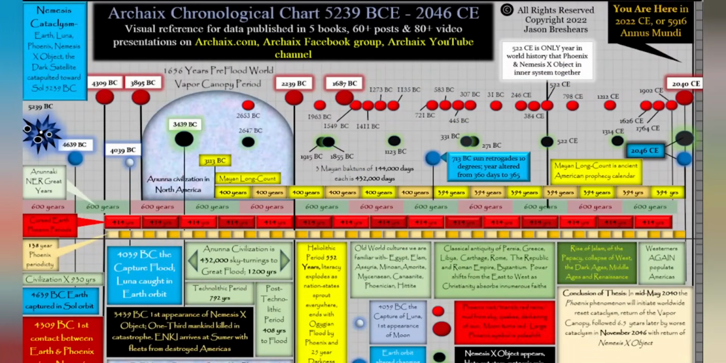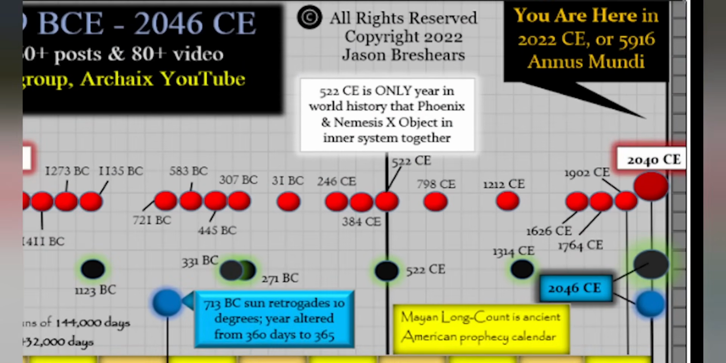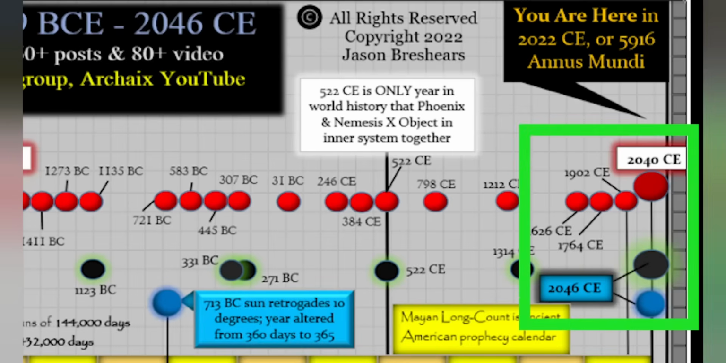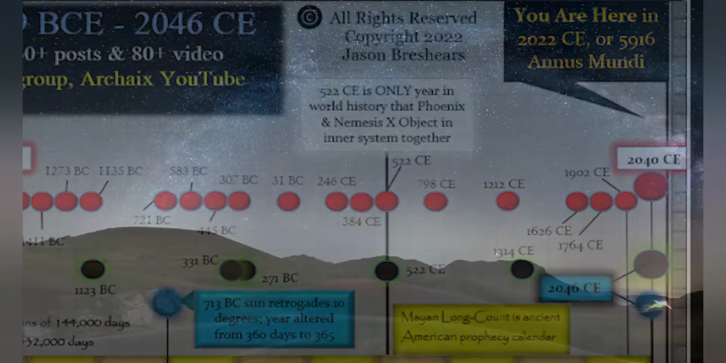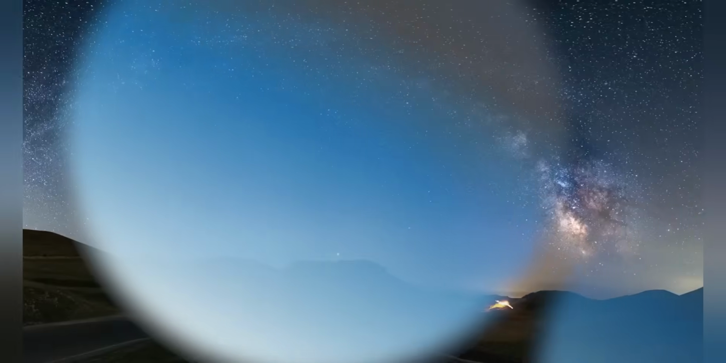Nemesis X and Phoenix chronology document the points of field convergence with the terrasphere. These dates are when worlds collide, and there is an exchange of information, life, and phenomena. During these 60-year windows, we have contact with the master world.